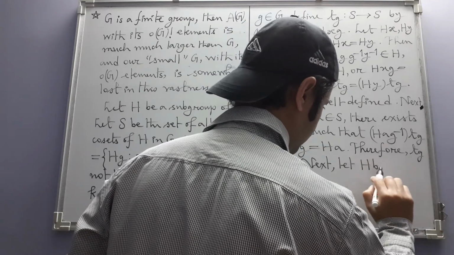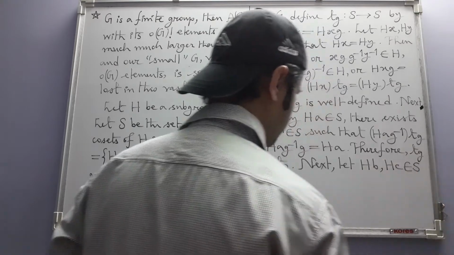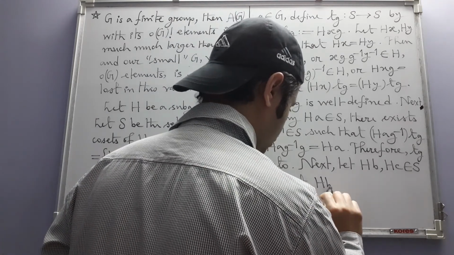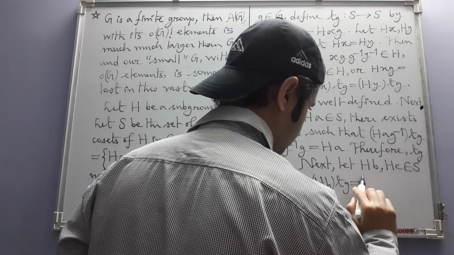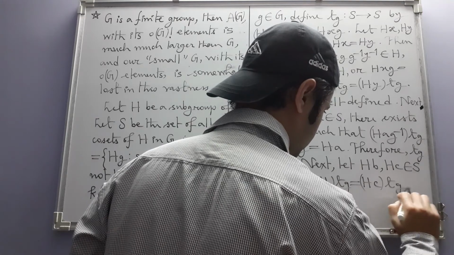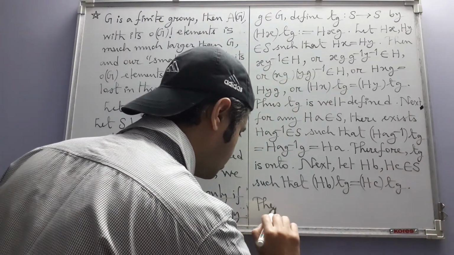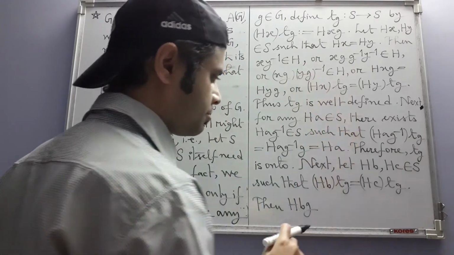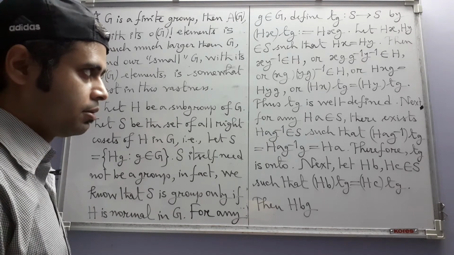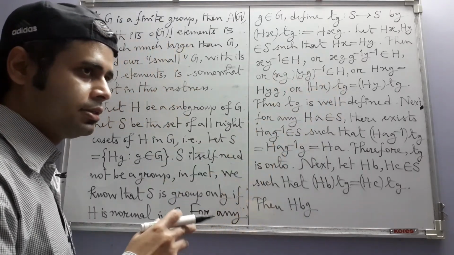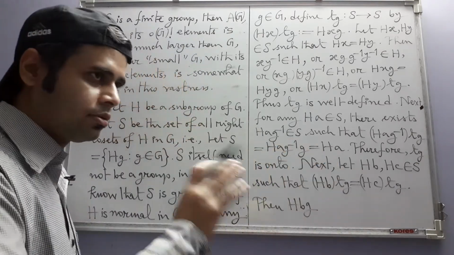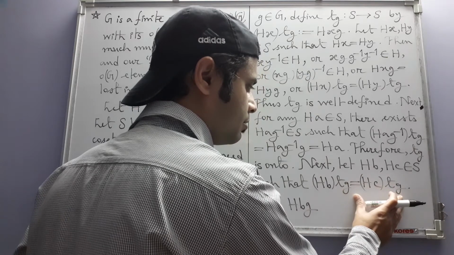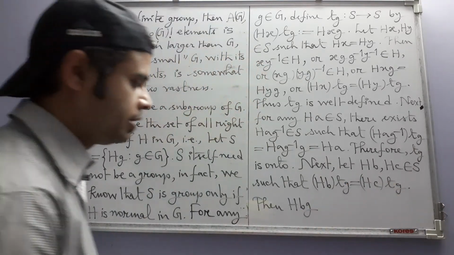Let Hb and Hc belong to S such that HbTg is equal to HcTg. Then Hbg... So whatever we did here to show that the function is well defined, we usually have to do all those things in the opposite order to show that it's 1-to-1. So here we have started by assuming that the outputs are equal. We need to show that the inputs are equal.